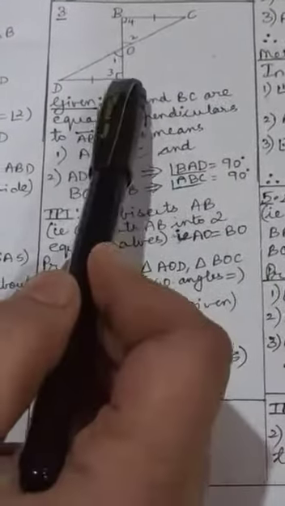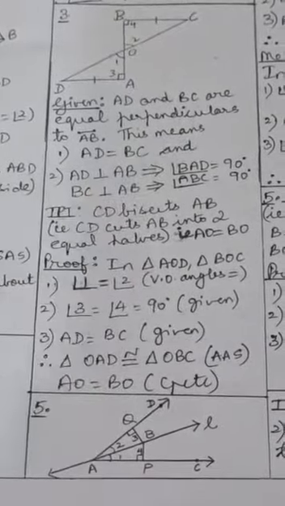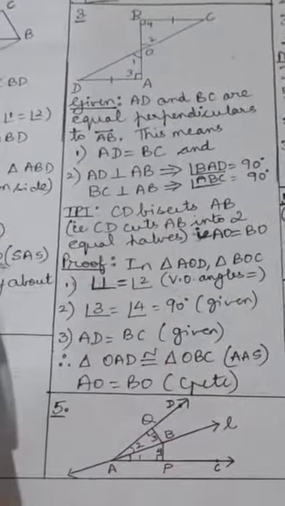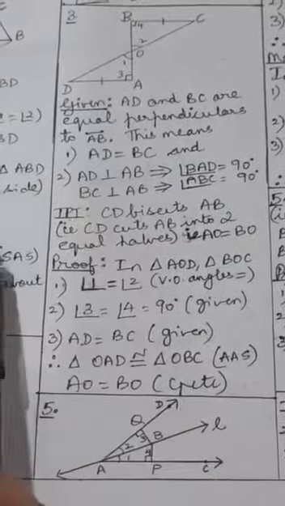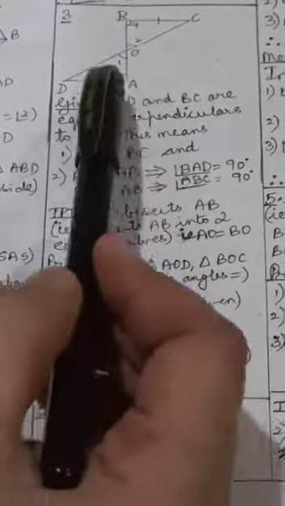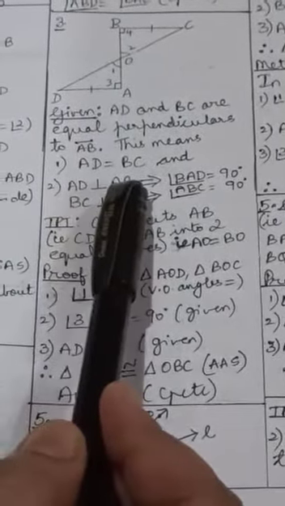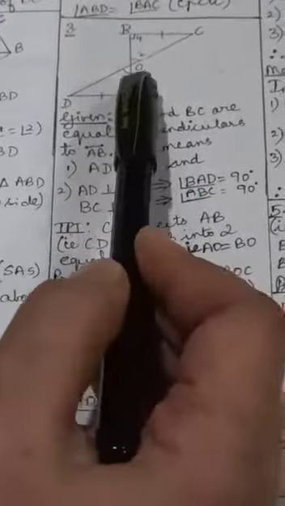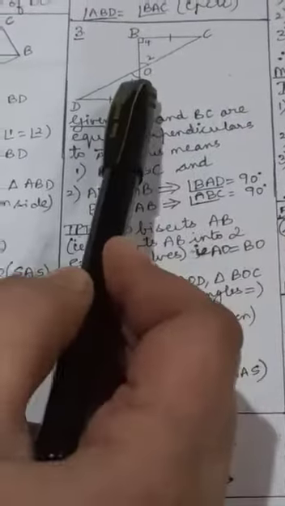This means AD is perpendicular to AB. See here, AD is perpendicular to AB and BC is also perpendicular to AB. Alright, so what do we understand by AD perpendicular to AB? AD, where is AD? See, this is AD. AD and AB, these are the two lines. When we say AD is perpendicular to AB, that means the two lines meet at right angles. See here, this is AD, this is AB. The two lines meet at right angles.